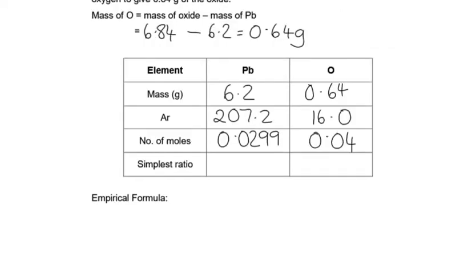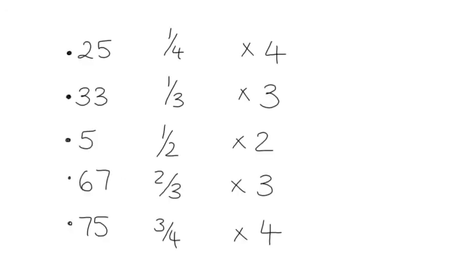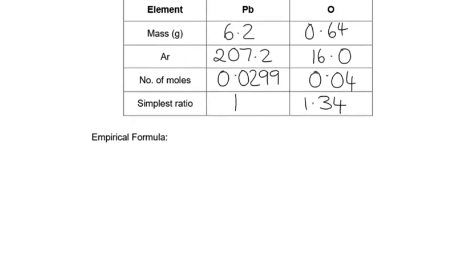So I've converted mass to mole, and then when I divide by the smallest, I'm going to get a 1 and a 1.34. Now thinking about my common fractions, which one is that like? Well, 0.34 is very like 0.33, so I'm going to multiply all my numbers by 3. When I times by 3, this will become a 3. Type that in your calculator and times by 3, and it's going to become a 4. And so our empirical formula is Pb3O4.